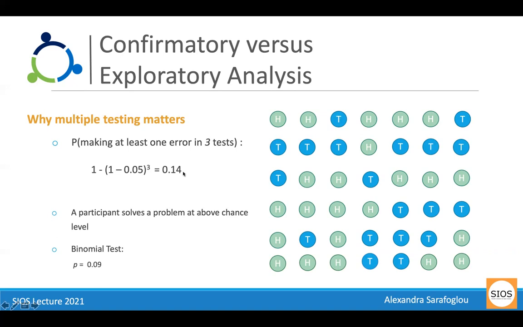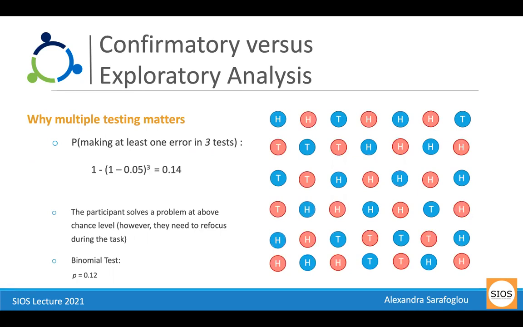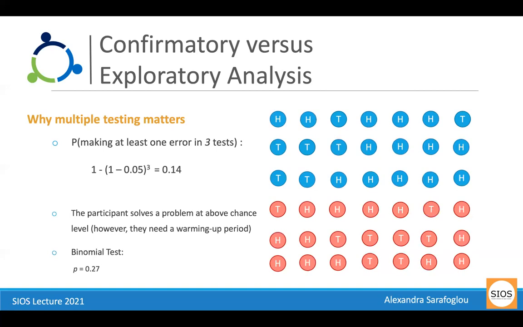Okay, then you collected your data, you're conducting the test, and then you find a non-significant p-value in this whole data set. And then you wonder why you didn't find this specific effect, because based on the literature, you think there should be an effect there. And you come to the conclusion that maybe the participant has to solve this problem at above chance level, but however, they always have to refocus during the task. So instead of looking at this entire data set, you only look at every second data point. And then you see, okay, this test was also not significant. And then maybe you discuss this problem with your supervisor, and then you come to the conclusion that, of course, it cannot be significant because participants usually need some kind of warming up period.